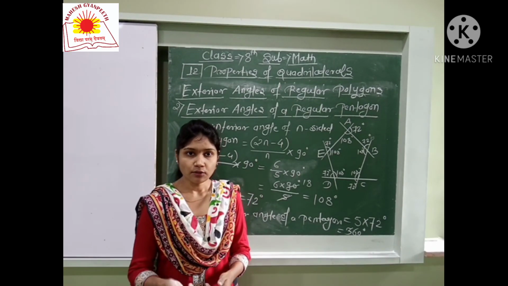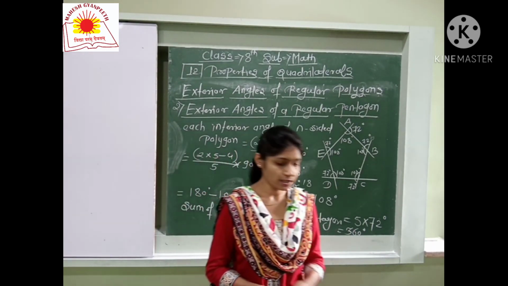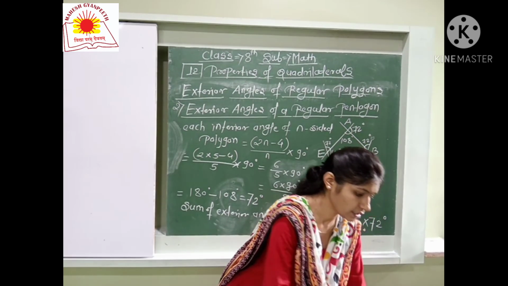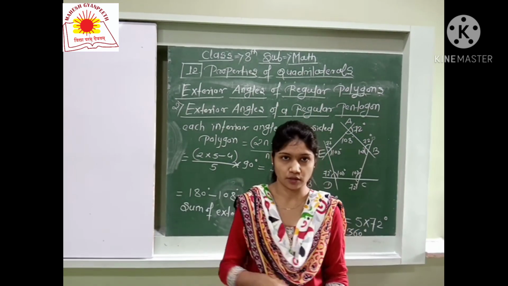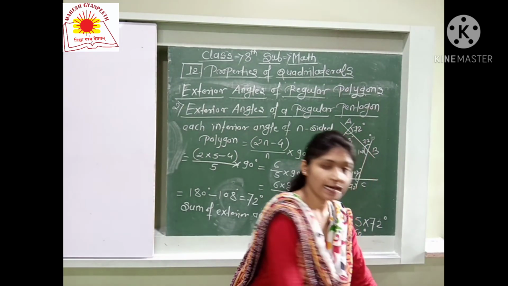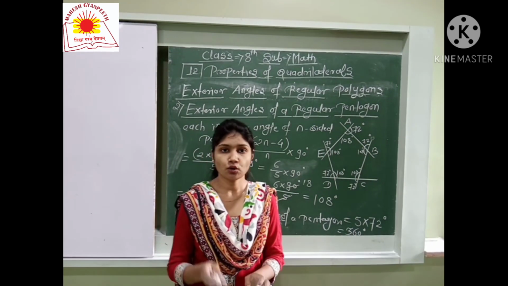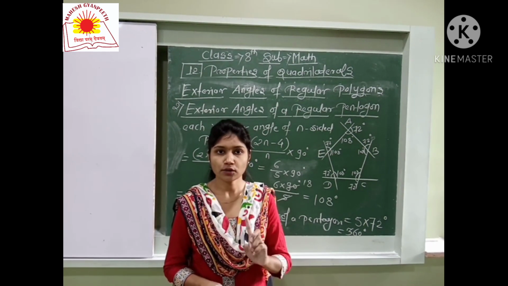Okay, students. Now again, in your textbook, the last one given is the exterior angle of a regular hexagon. Which one is the exterior angle of a regular hexagon? So you have to try. It is for homework.